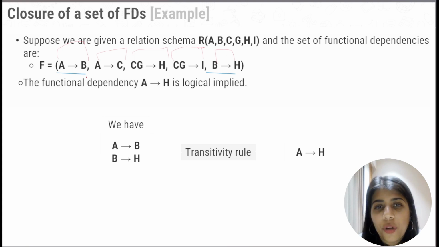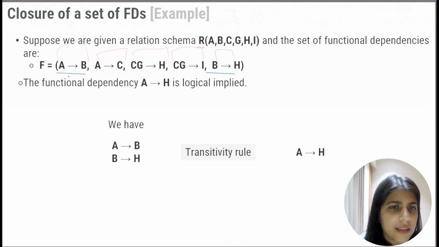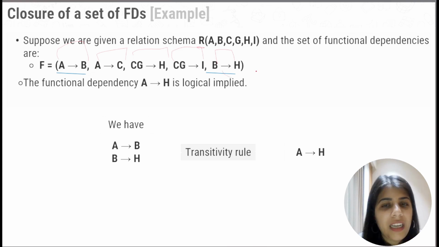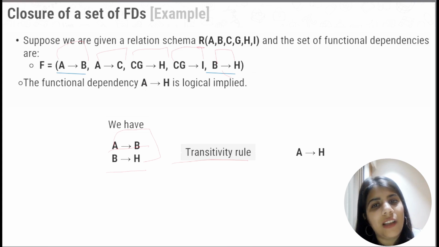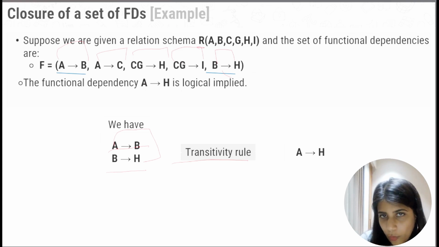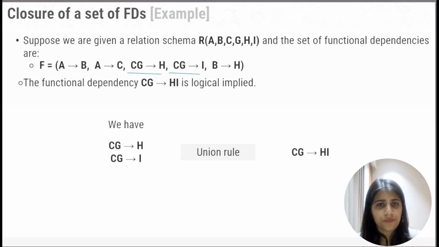So logically, if you notice some pattern or rules here, A can determine B and you can see B can determine H. So here we can use the transitivity rule. A determines B, B determines H. So we can also say that A determines H. Transitivity rule. So the functional dependency, that we can get the value of H from A, is logically implied over here. Let's see the next one.